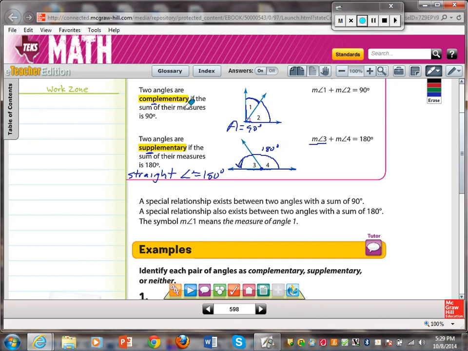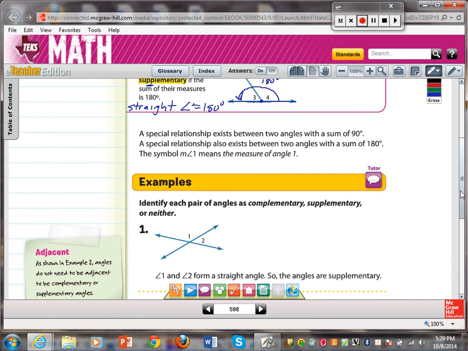Complementary, two angles that add up to 90 degrees. Supplementary, two angles that add up to 180 degrees. And this will be a good visual so you can remember it better. So let's go ahead and see how that's going to help us in the next problems that we're going to do.